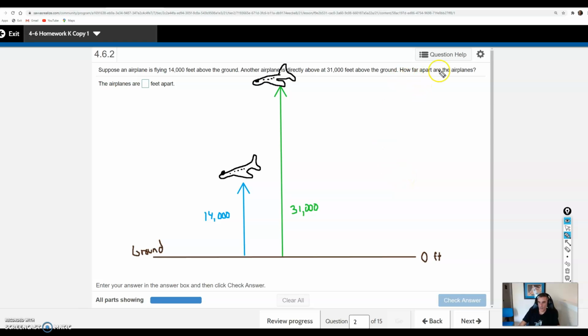All right, how far apart are the airplanes? So what they're asking us to find is the distance from this airplane to this airplane. So they want to find this orange distance right here. And again, I think you guys can see that the green arrow goes all the way from 0 to 31,000. And so if I just subtract off the 14,000 feet, this portion, it's going to leave me with the distance between the two planes.